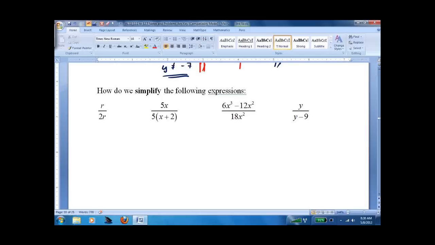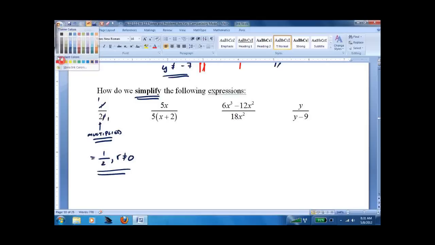Now, how do we simplify? Now we're actually doing some problems. So let's simplify this. I've got an r on top and a 2 times r. They're being multiplied, so I can cancel. That's 1, that's 1. I get 1 over 2. But that's only half the problem. I also say r cannot equal what? In this case, it was 2r to start with. If r equals 0, I'd get 0 on the bottom. That's my answer. So I just did 2 problems very quickly.